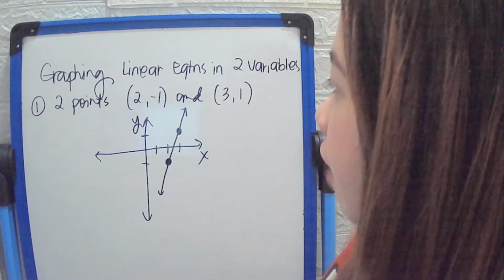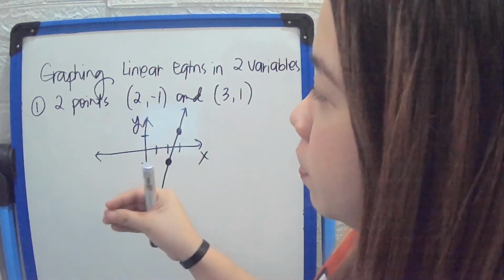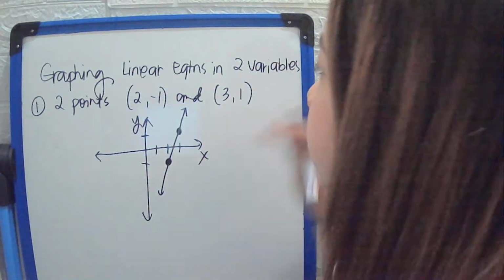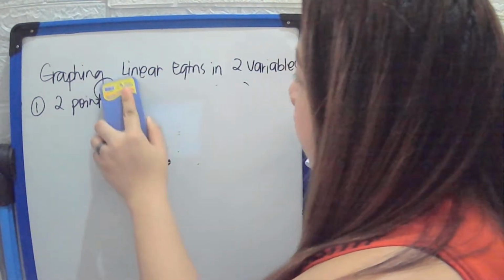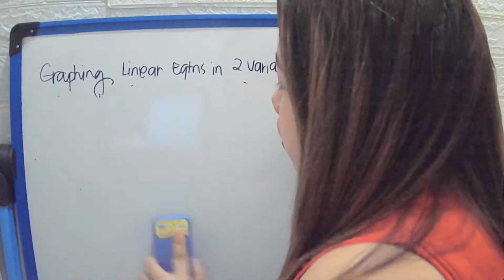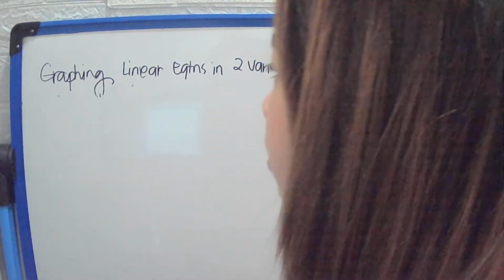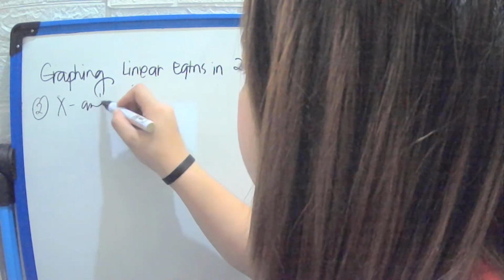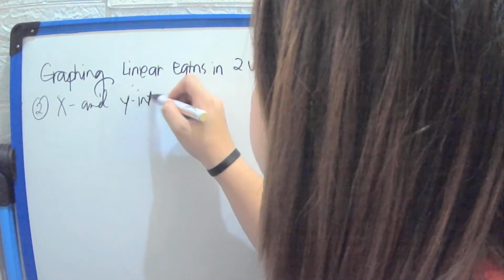Okay. After, if you're given 2 points, let us now proceed with if you're given the x and y intercepts. Graphing linear equations using x and y intercepts. Okay. So, that will be number 2, if you're given x and y intercepts.